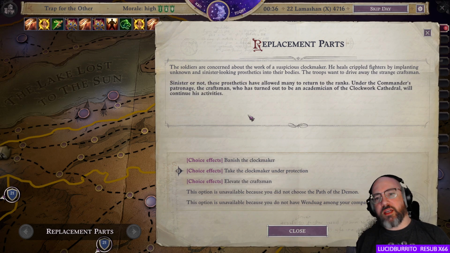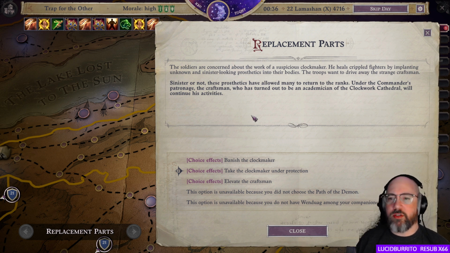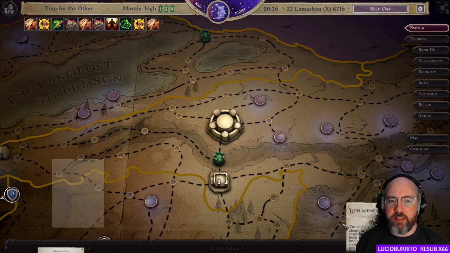Sinister or not, the prosthetics have allowed many to return to the ranks. Under the commander's patronage, the craftsman who has turned out to be an academium of the Clockwork Cathedral will continue his activities.